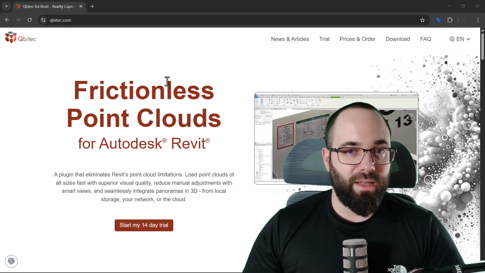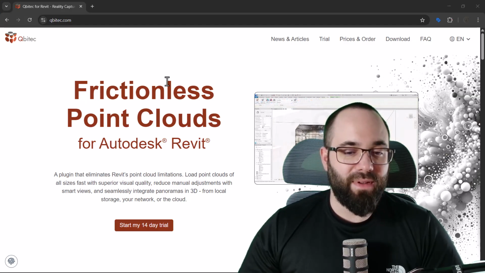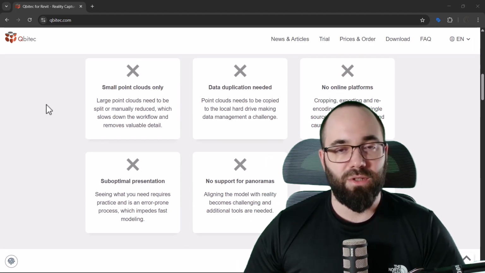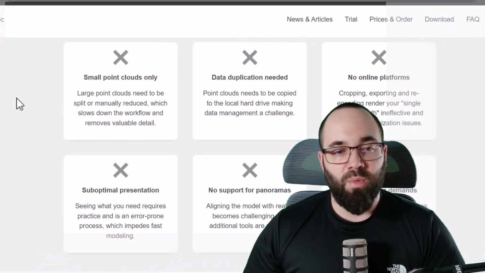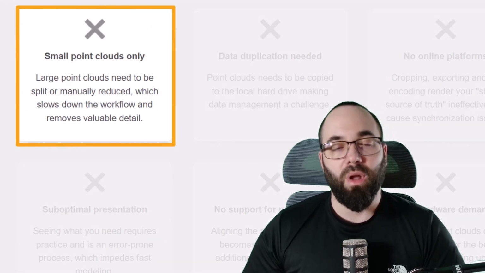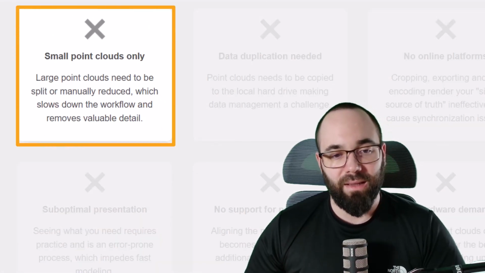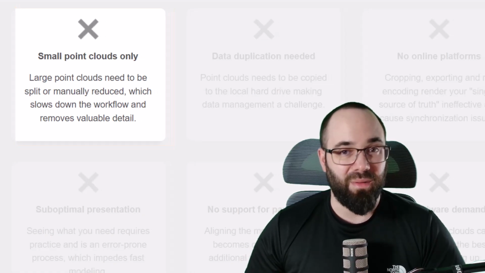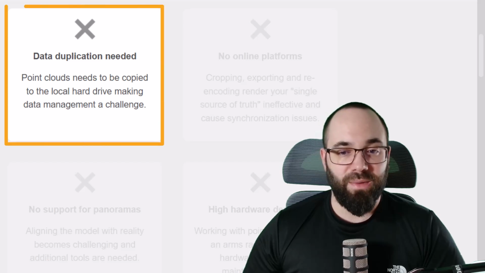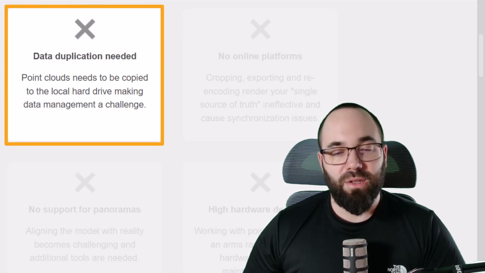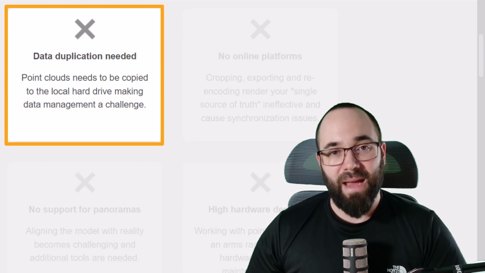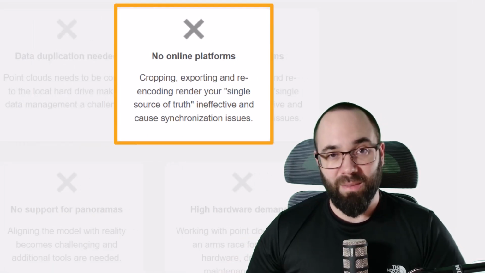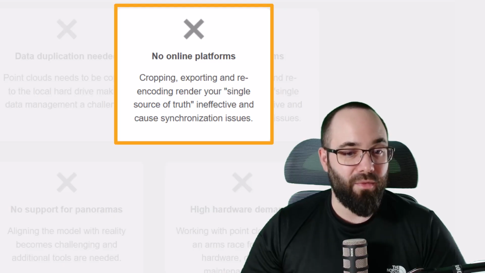Now here we are on the Qbitec website, and here we have basically a list of all of the issues that Revit has that Qbitec aims to solve. So we have small point clouds only, so when it comes to large point clouds in Revit, it's not going to handle that. You need to manually reduce them or split them, which is always an issue. Then we have data duplication needed, where point clouds need to be copied to a local hard drive, making data management quite challenging. We don't really have any support for online platforms with the regular kind of Revit workflow.